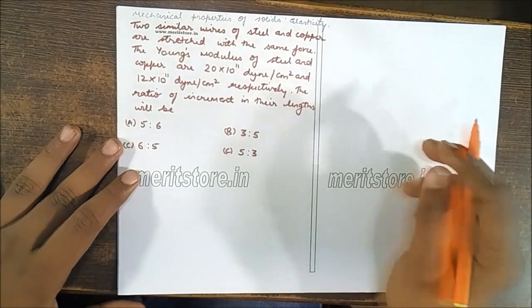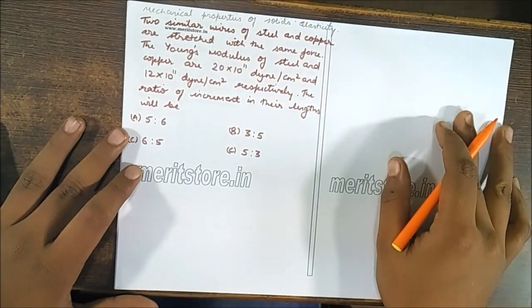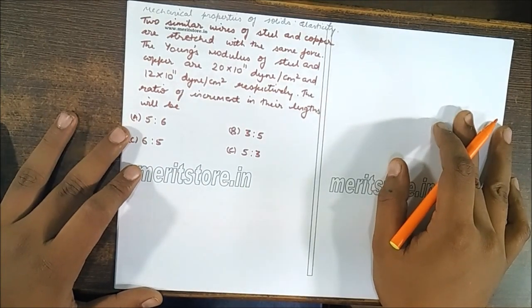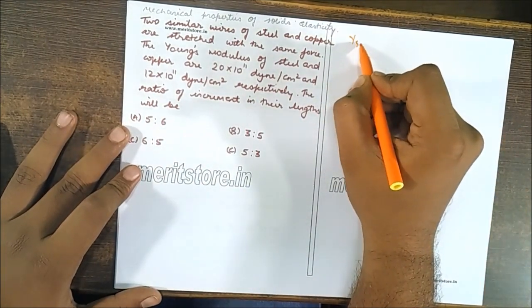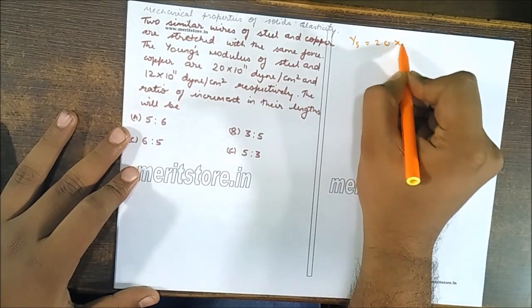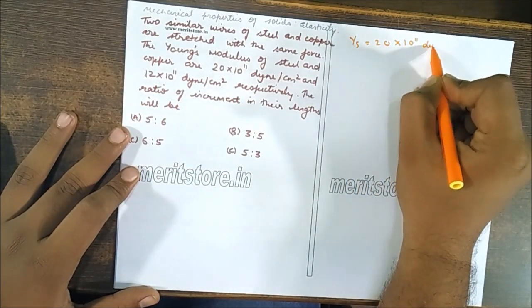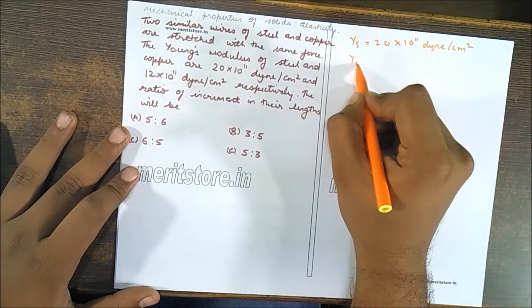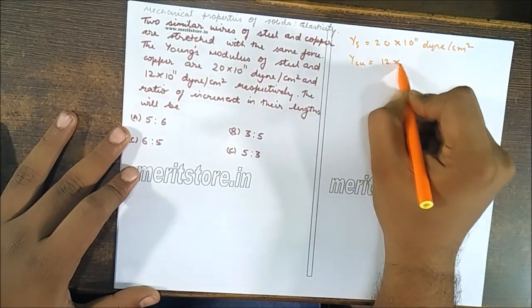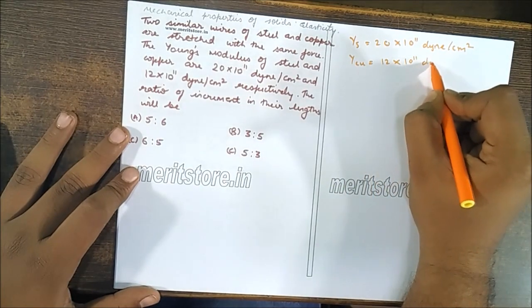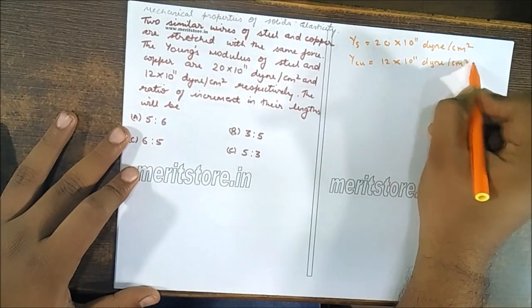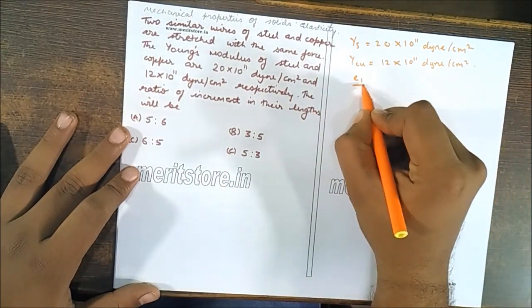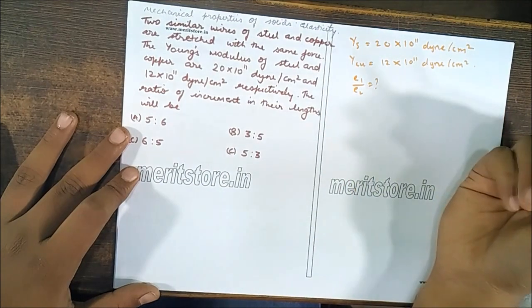Now, two similar wires of steel and copper are stretched with same force. The Young's modulus of steel and copper are: Young's modulus of steel as 20 into 10 raised to 11 dyne per centimeter square, and Young's modulus of copper, that is 12 into 10 raised to 11 dyne per centimeter square. The ratio of the increments in their length, that means e1 upon e2, has been demanded.